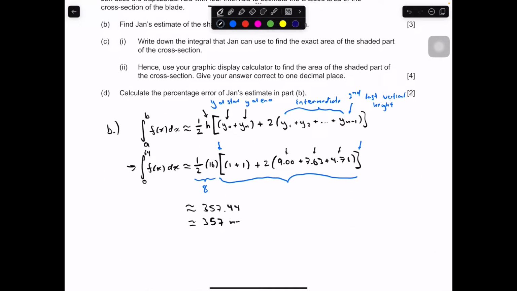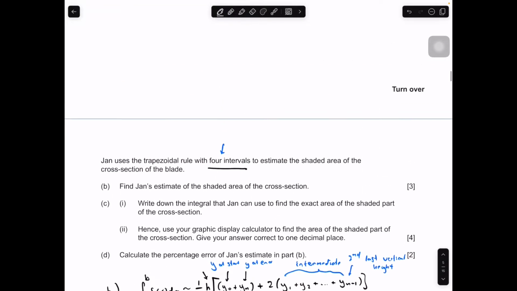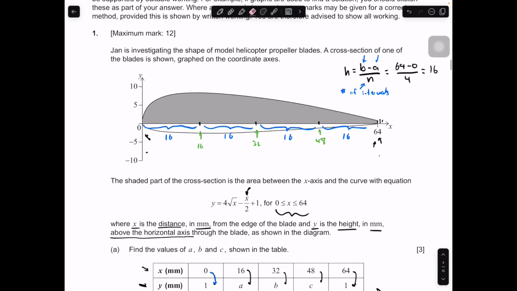IB doesn't really assess units, or if it's not stated, they won't. Sometimes they'll ask you to. And units do come in. They are important when you're asked to convert, but generally when stating your answer, you can just write the value itself. All right, so that's the trapezoid rule. Here's the explanation of the trapezoid rule, and you can always use this approach as well if plugging into the formula is a little confusing.